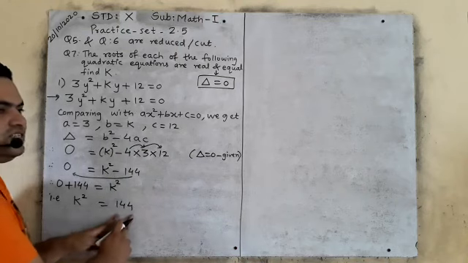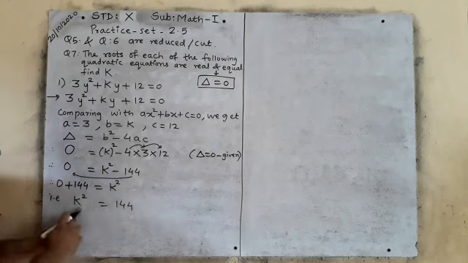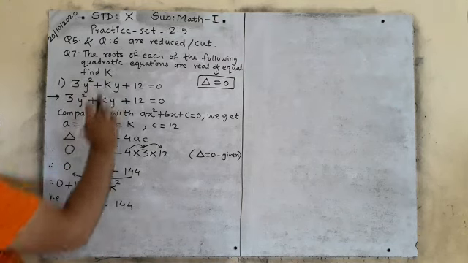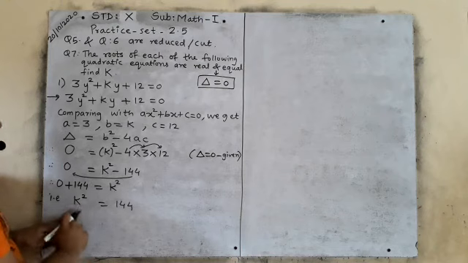So 144 is the square of which number? 12, because it is k square. We want to find k only. Here it is k square.